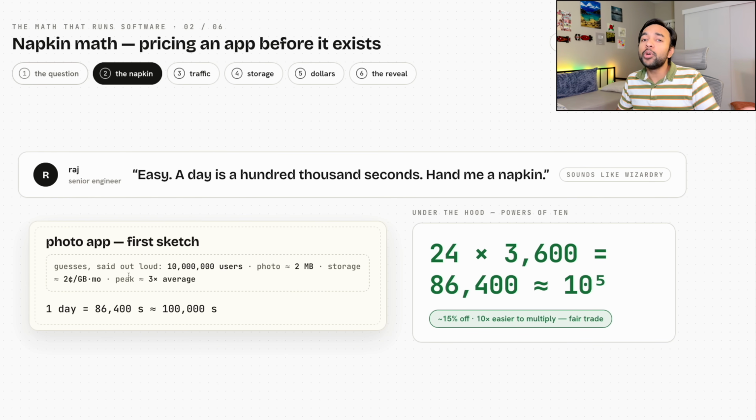For example, you are thinking that, okay, I'm going to have 10 million users. Each photo will be approximately 2 MB. Storage costs 2 cents per gigabyte for a month, and you can expect a peak of about 3 times the average. Now, based upon all of these numbers, you can actually start to frame an idea in your mind.